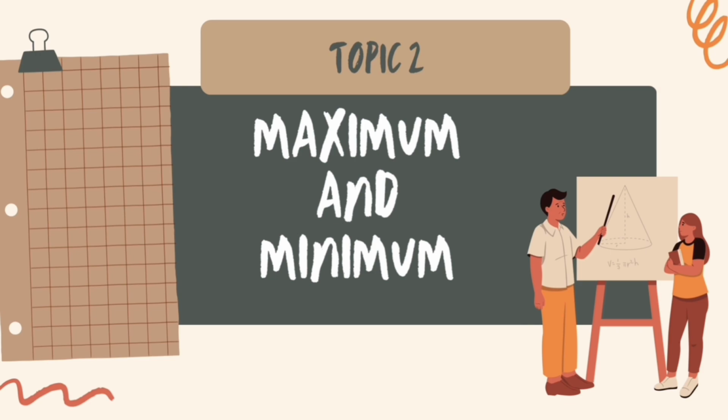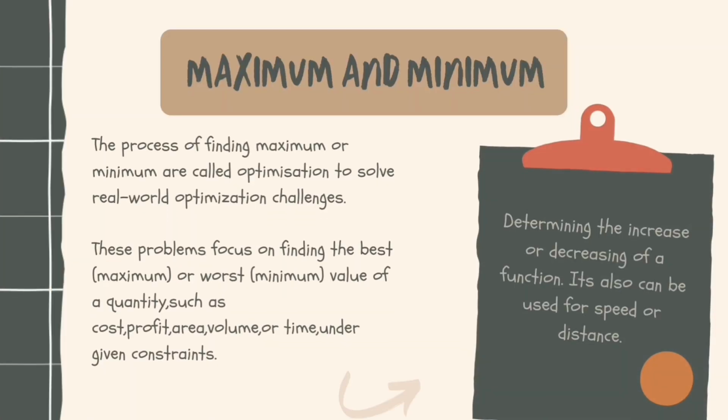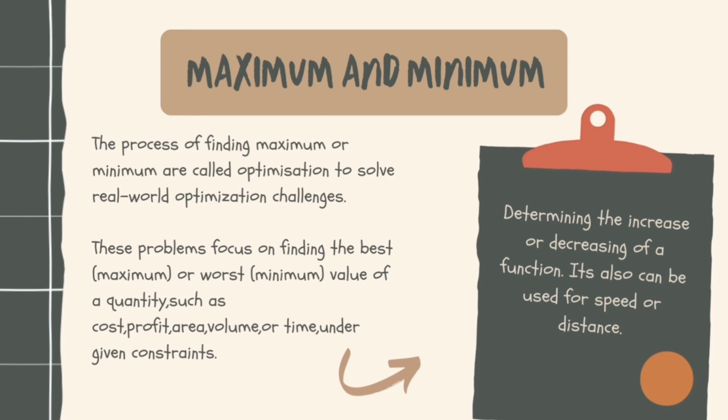Now, let's go to topic 2, which is maximum and minimum. The process of finding maximum or minimum is called optimization, used to solve real-world optimization challenges. These problems focus on finding the best (maximum) or worst (minimum) value of a quantity, such as cost, profit, area, volume, or time, under given constraints.